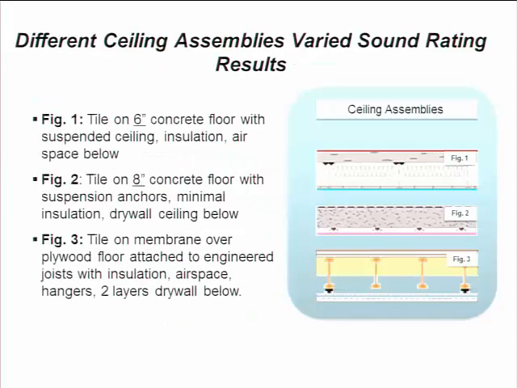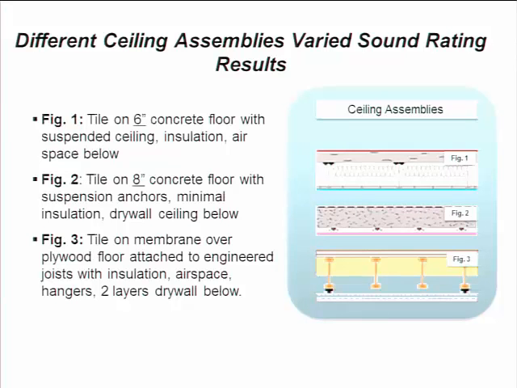So what we're looking at is really understanding the entire assembly. Just got a couple examples here. One is a 6-inch concrete floor, figure 1 with the suspended ceiling, and it actually has the airspace in there. All of those have an impact upon the performance and the numbers that you will get. Figure 2 shows a concrete floor with minimum insulation and some drywall ceiling below.